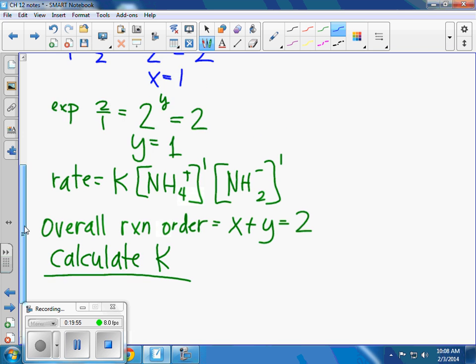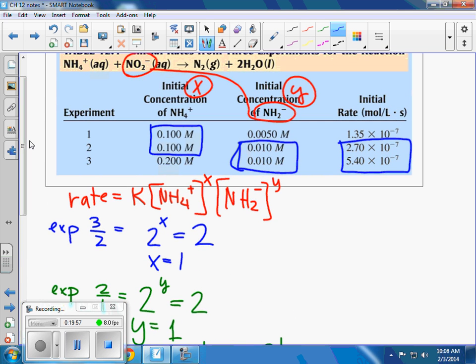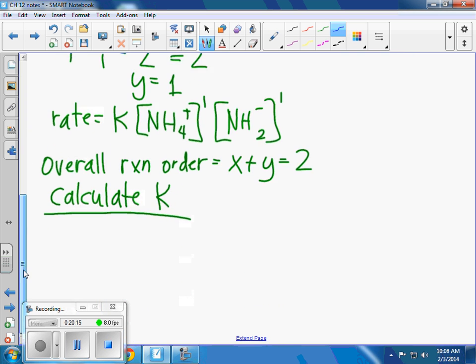So if I take a look at experiment 1, because that's the one I think I have worked out, here's my rate, 1.35 times 10 to the negative 7th. That's moles per liter second. And then I would put in my concentrations. Remember, that's molarity for experiment 1. Raise it to the power, calculate K. Okay, so I'll put that all in.